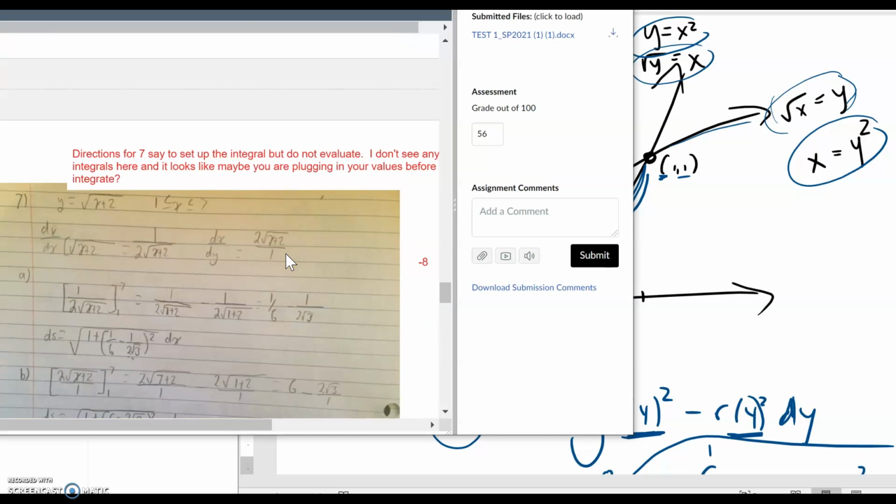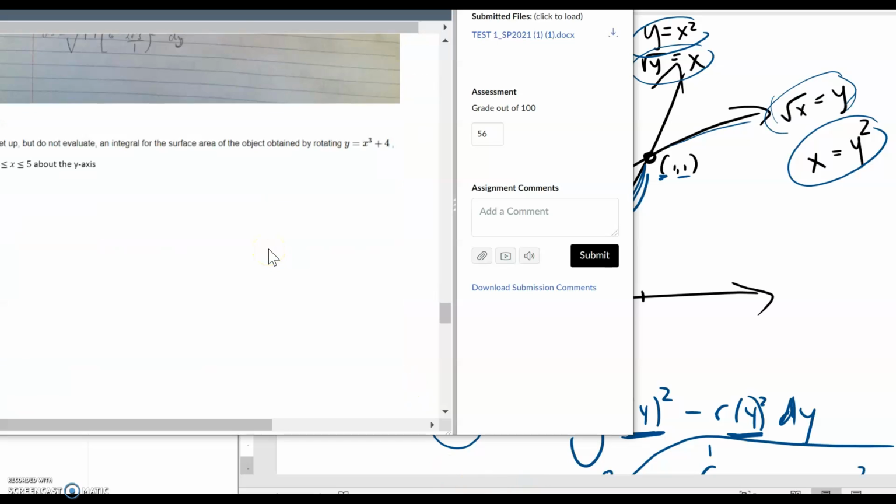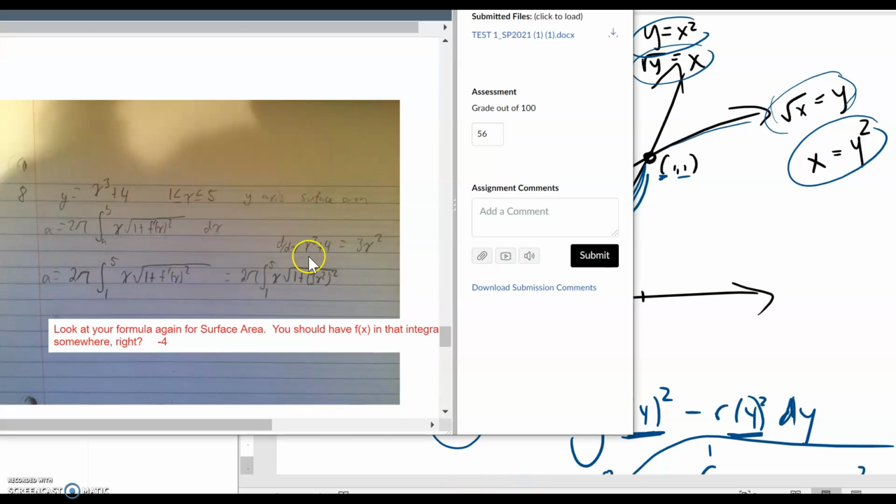Oh, this problem, let's see. Yeah, I'm not sure. It looks like you might have just been a little lost on this one. So for 7, the directions say to set up the integral that represents the arc length. Okay, so really, and this goes for this one as well, you're just really relying on those formulas.